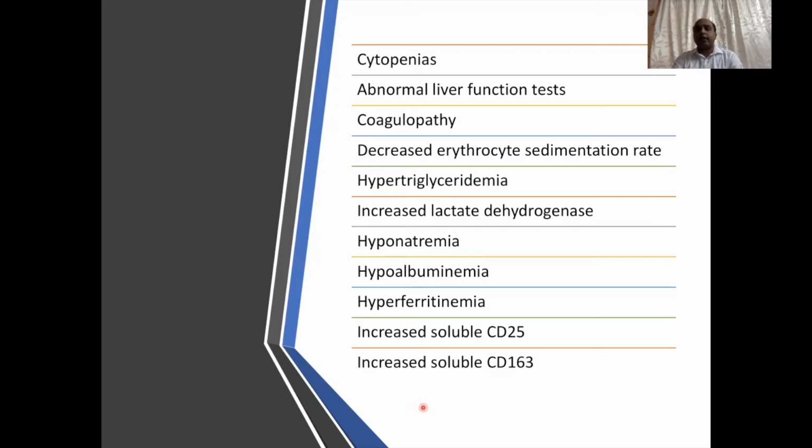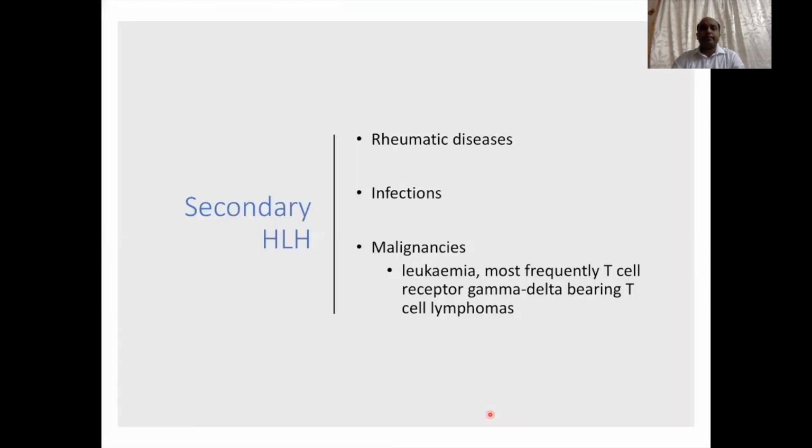This increased soluble CD25 is the IL-2 receptor, a marker of T cell activation, and CD163 is a marker of macrophage activation. So there is constant activation of the T cell and macrophage. These are the important laboratory features you come across in the case of macrophage activation syndrome.